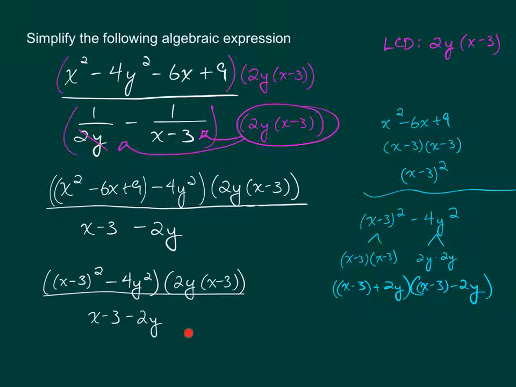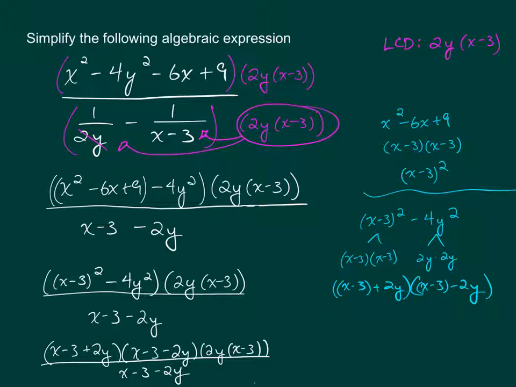So I'm going to rewrite this fraction again. So here is the new fraction way down here. And upon factoring this into a difference of squares, you can see now that we have a factor that matches in the numerator and the denominator, and those can be reduced away, leaving you with your final answer of x minus 3 plus 2y times 2y times x minus 3.